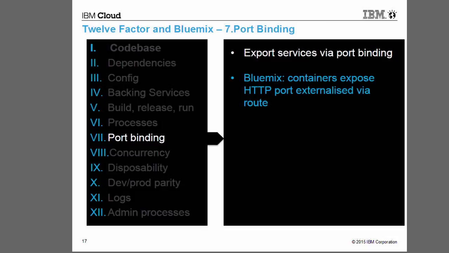Bluemix containers, in this case, expose their HTTP port externalized via a certain route. That's how port binding is implemented in Bluemix. This is typically taken care of by Cloud Foundry components, as it automatically detects and modifies server and service connection parameters so that the application can run and connect to the services without manually specifying any configuration values. As a result, an application that is developed can be tested locally and can work seamlessly on Bluemix without any code changes. So this means that the HTTP port is exposed by the Bluemix container.